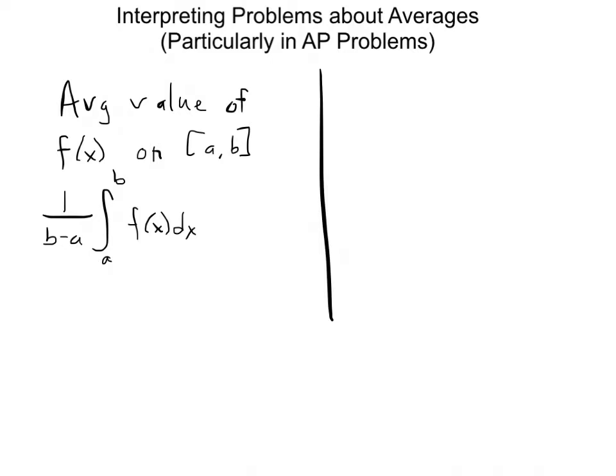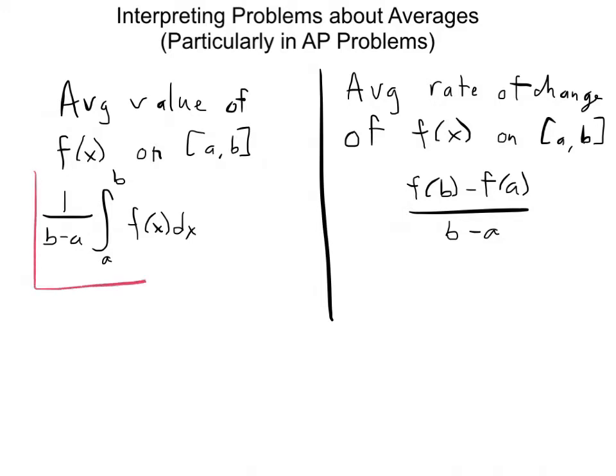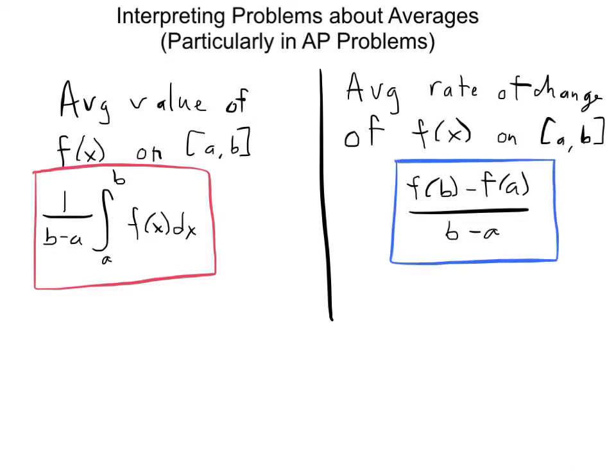The other average that we've discussed, and this came up in chapter 3, is the average rate of change. The average rate of change of a function on an interval. So the average rate of change, this is the one that's f of b minus f of a over b minus a. And so when you get one of these AP problems that's about averages, you're going to need to figure out whether you need to use the average value one and do this process, or if you're looking for the average rate of change and doing this one.